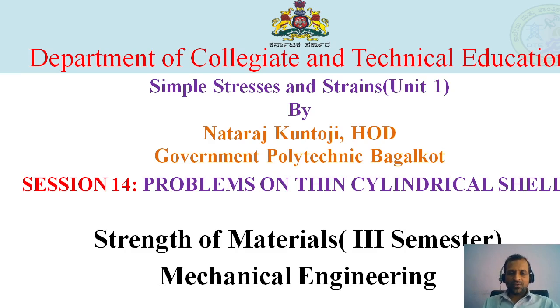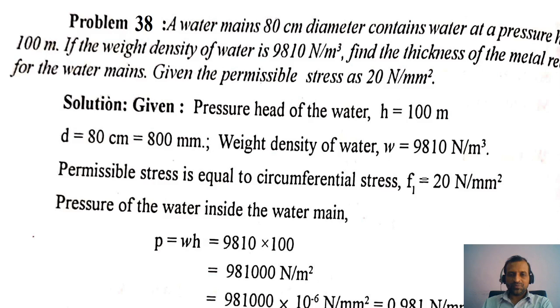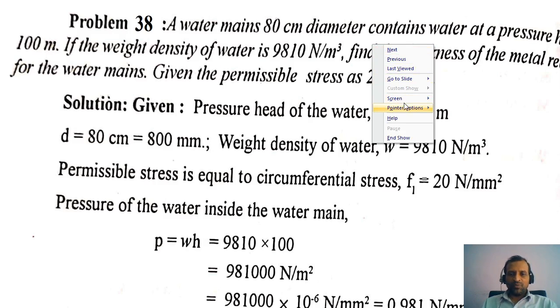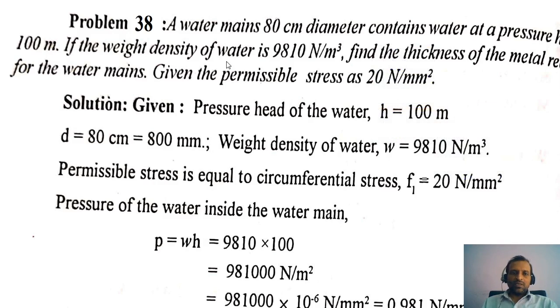And in the previous session, we also went through the design of thin cylindrical shells. Design of thin cylindrical shells means we need to find out how much diameter is required for a given maximum stress, and also the thickness, and sometimes we have to derive the internal pressure also. So this is the design of thin cylindrical shells, and today also we will solve some problems on this.